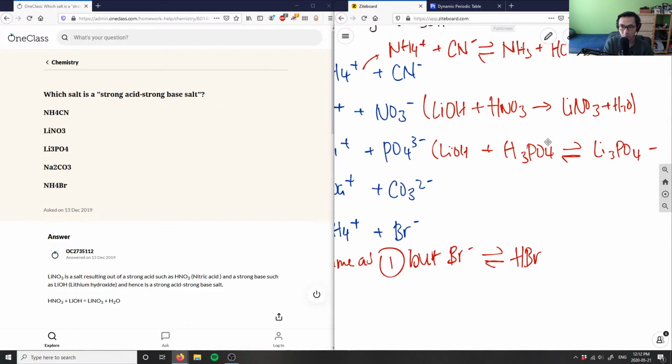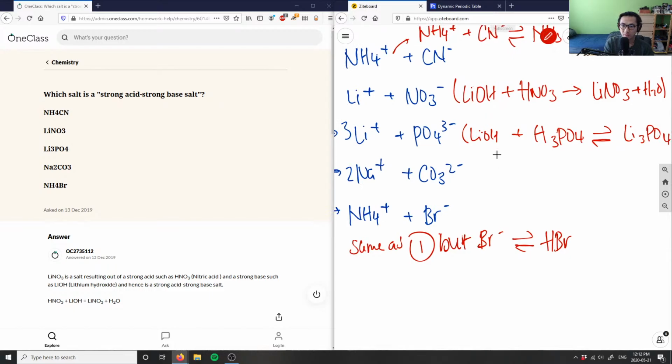So this is a weak acid strong base salt, so this is not correct. And then finally we have something like Na plus and CO3 minus. Na plus here would become the spectator ion. So in this case, I'm focused on the CO3 minus.